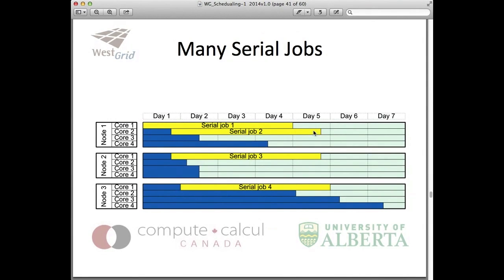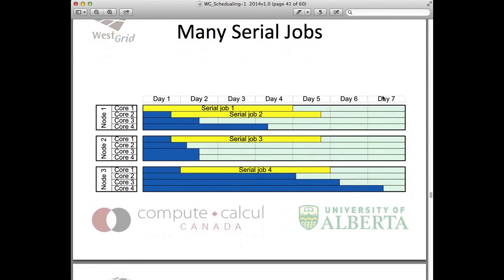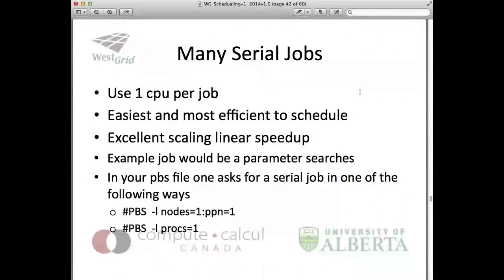And here's an example of many serial jobs. If you have 4 serial jobs, each of these jobs will be started independently. Since they're serial, they use 1 core, and they will finish at different times, and quite quickly. The last job will be done by the end of the 5th day, but some of the jobs will be done by day 4 in this example.